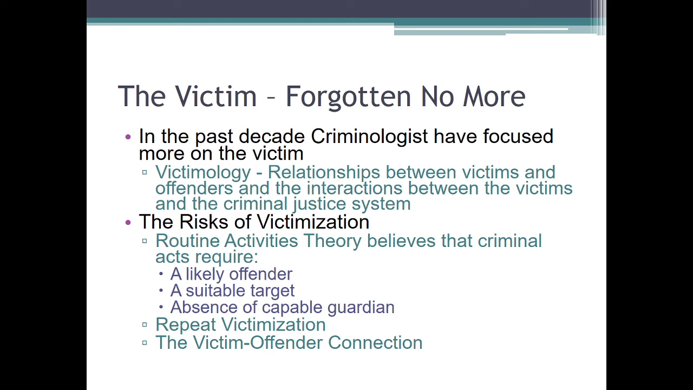The victim. In the past, criminologists really hadn't focused much on the victim, but in the last decade or two, the science of victimology, looking at the victim, has become much, much more popular. And the relationship between victims and offenders and the interaction between the criminal justice system and the victims have really become more studied. And we look at things like, why do people become victims?